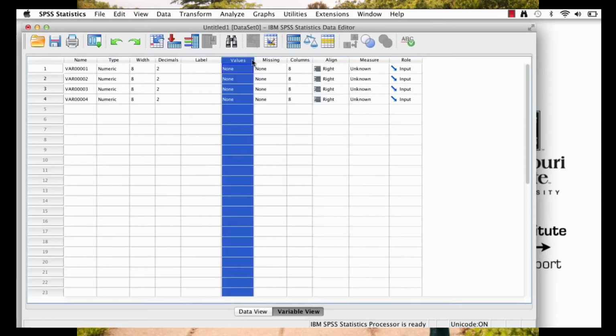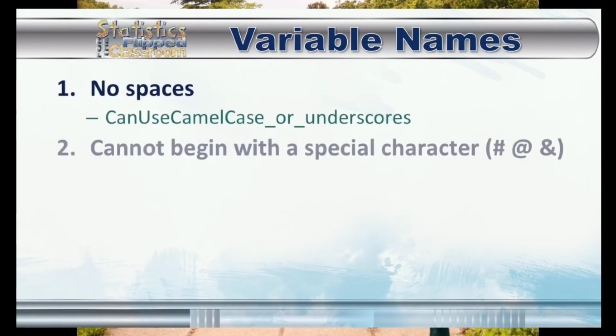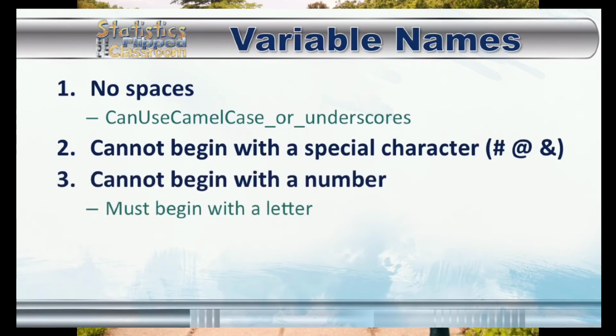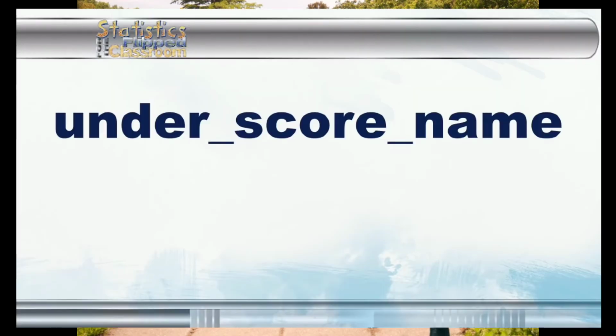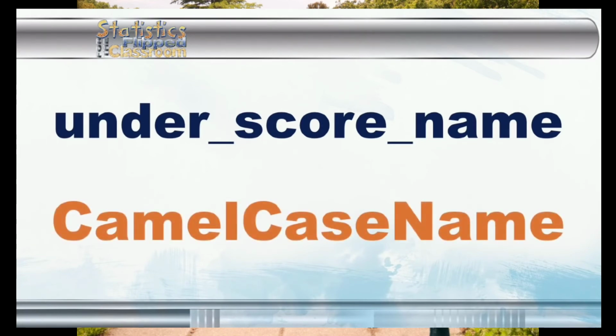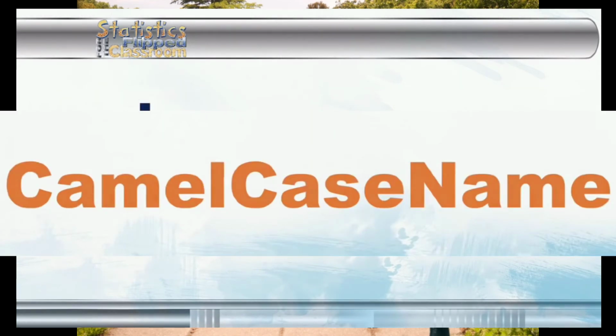So, there are a few things you should know in naming variables in SPSS. First of all, you can name a variable any name you want, but you cannot use spaces. You cannot use special characters, and the name cannot begin with a number. If you want to use a space, use an underscore. Camel case is also advisable, since you omit spaces and capitalize each new word.